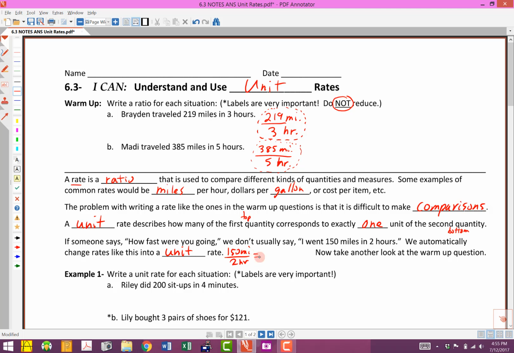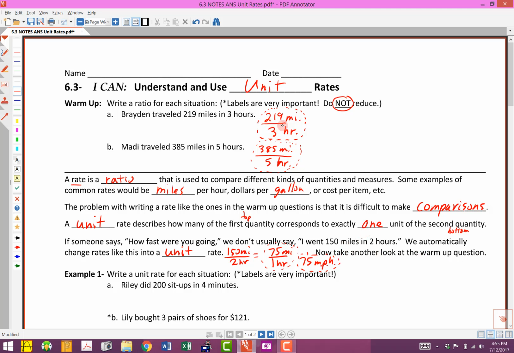You'd look at that and say, well, I don't want to know how many miles I went in 2 hours. What I want to know is how many I went in 1 hour. So we're going to have 1 hour on the bottom, and then we're going to simplify this. We're going to do 150 divided by 2, so that's going to be 75 mi. So 75 miles in 1 hour, or we could do mph, that's an abbreviation for miles per hour. Either one of those would be okay. Now let's take a look at these warm-up questions again.